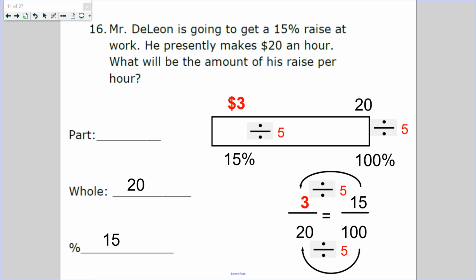Mr. DeLeon is going to get a 15% raise at work. So 15% goes into percent. He presently makes $20 an hour. What will be the amount of his raise per hour? So he makes in all $20 an hour. So let's look at the table. If he makes a full amount, that's $20.